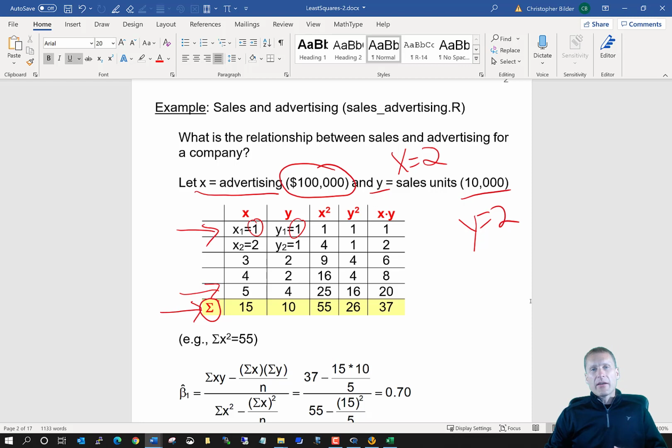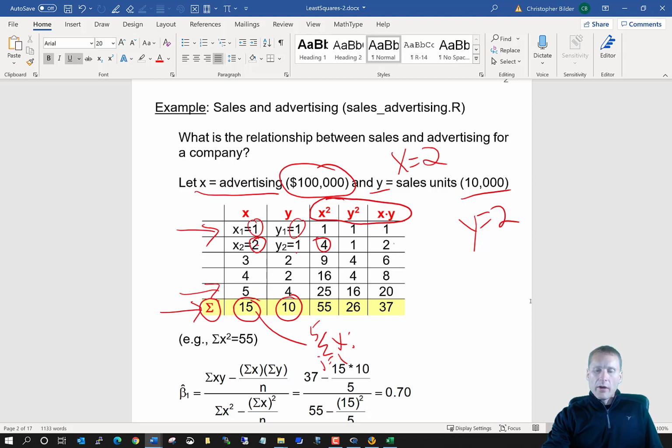This indicates that we're going to sum across all the rows in the table. If I sum up all the x's, I get 15. Formally, this would be the sum from i equal 1 to 5 of xi. Summing all the y's, I get 10. And if you remember in the equation we just saw a few minutes ago for beta hat 1, we had to take some x's squared, some y's squared, and x times y. So I created additional columns in this table where I take, for example, 2 squared is 4.